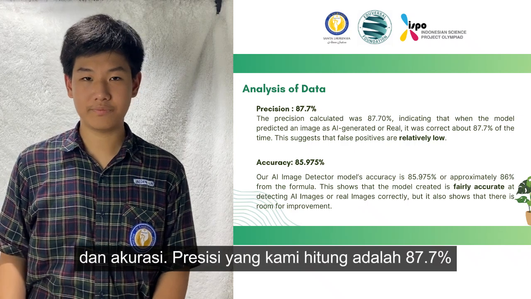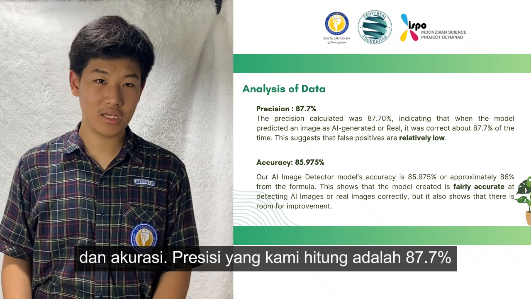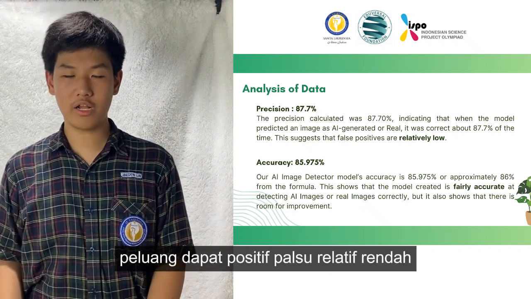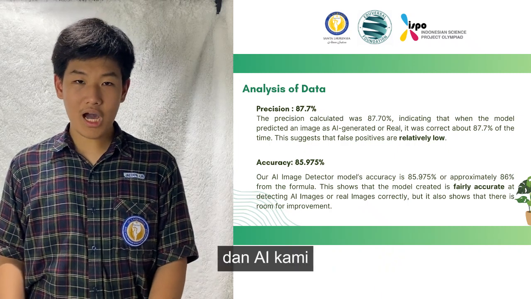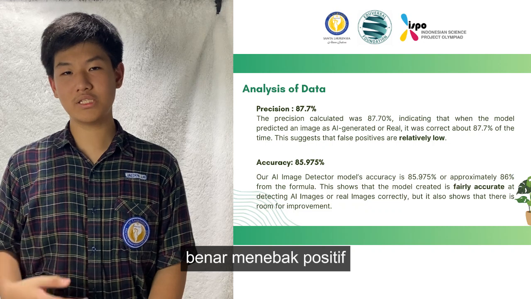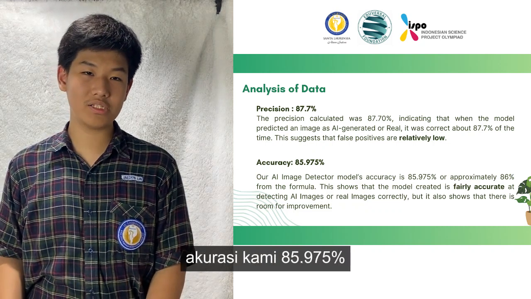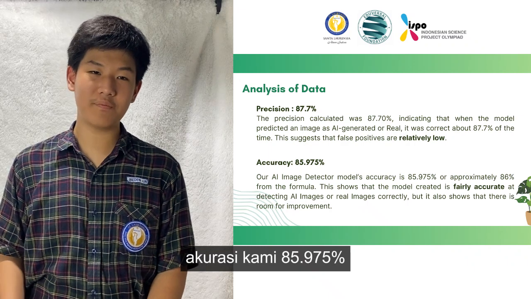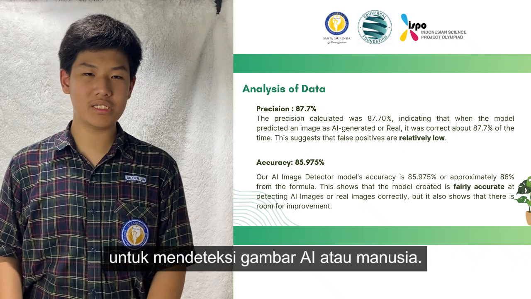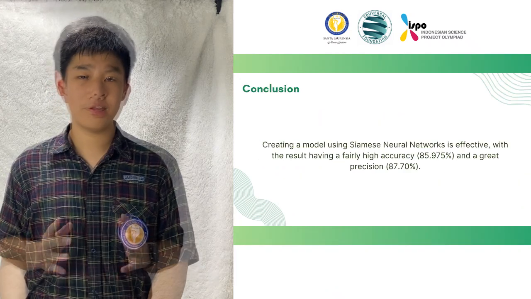From the results of our confusion matrix and calculation from our formula, we can analyze the results of our precision and accuracy. The precision we calculated was 87.7%, which means that the chances for false positives are relatively low, and our AI was correct at predicting positive around 87.7% of the time. Next, our accuracy was 85.975%, which means that it's fairly accurate at detecting AI images or real images, but it also shows that there is room for improvement.